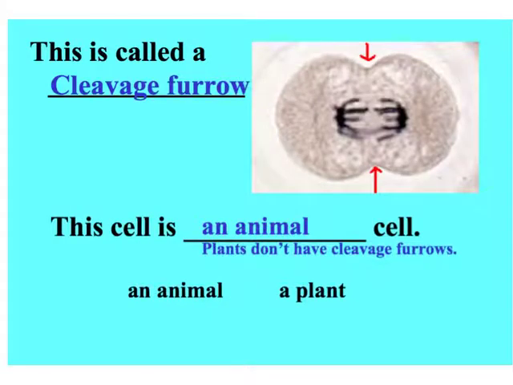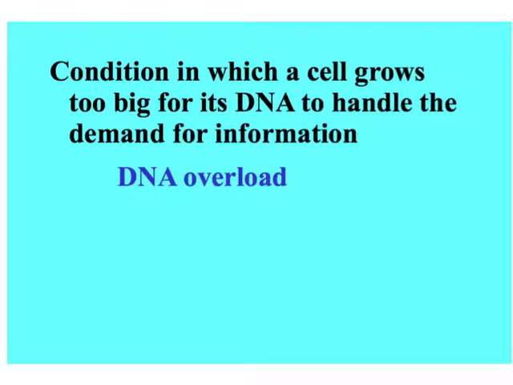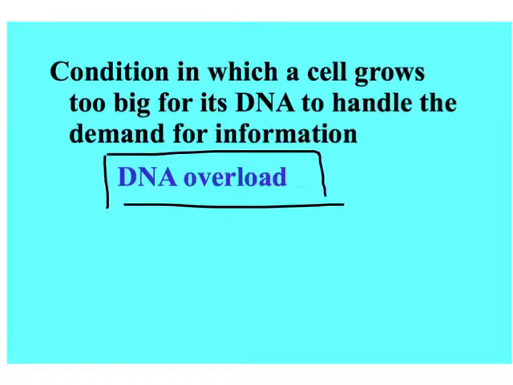The red arrows in the picture here are pointing to what we call the cleavage furrow, which is what happens when an animal cell must divide its cytoplasm during cytokinesis. We know that this is an animal cell because plants make cell plates, not cleavage furrows. All right, condition in which a cell grows too big for its DNA to handle the demand for information, that's DNA overload. We didn't talk about this, but this is what occurs, and this is why cells must divide.